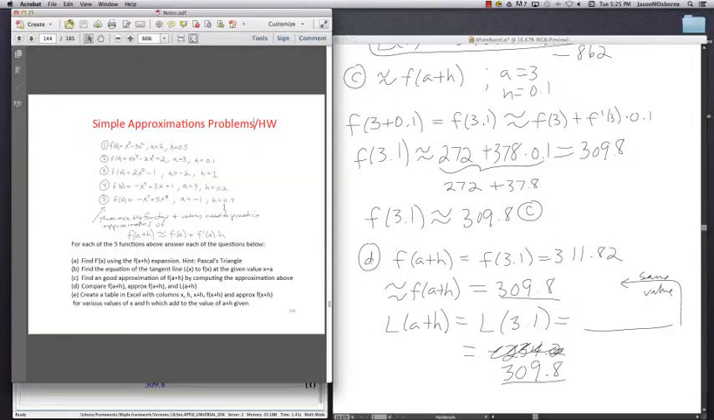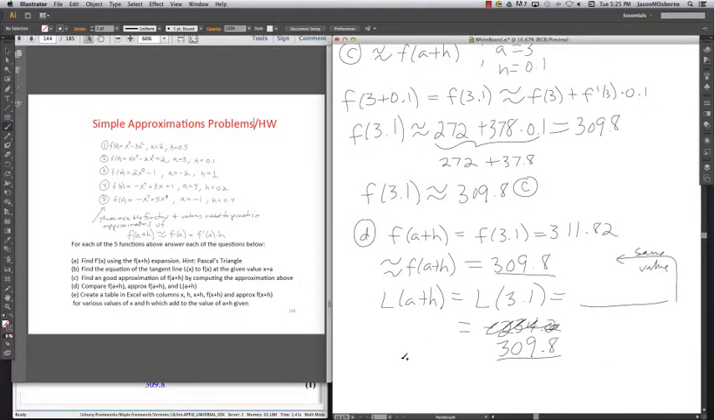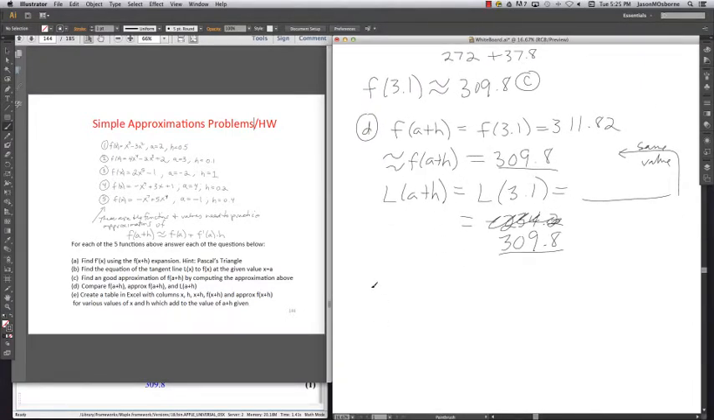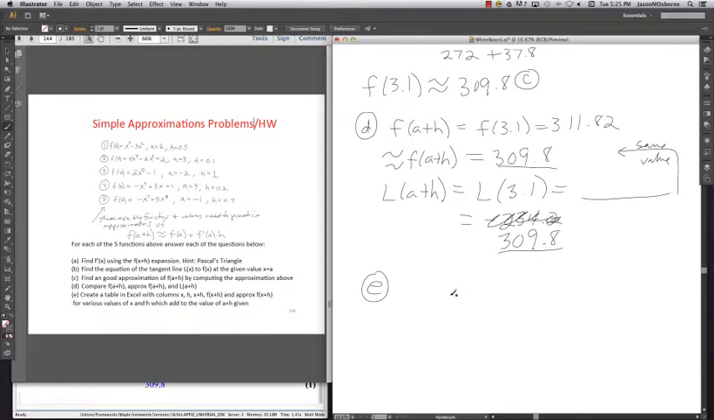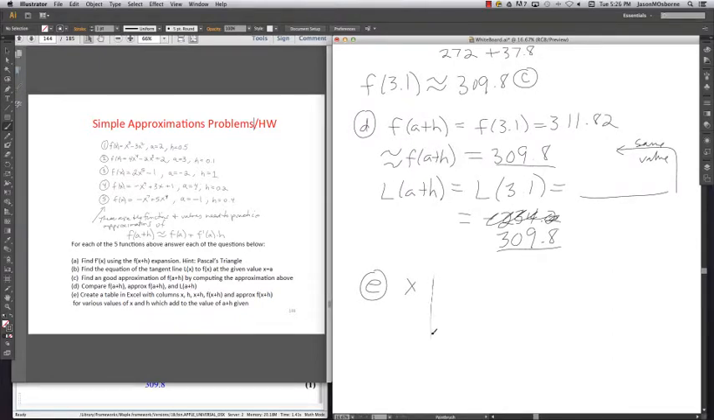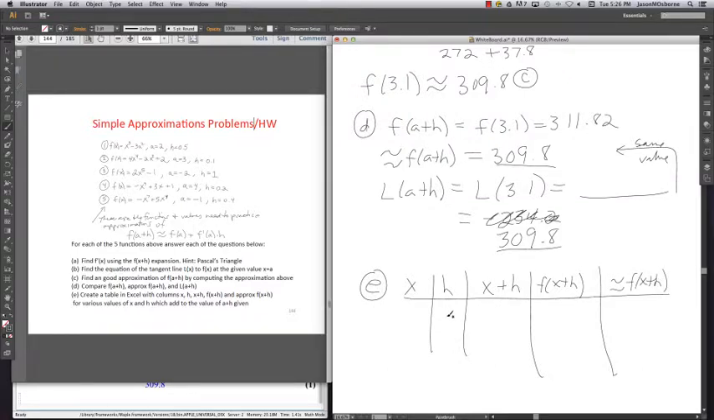Okay. So that is the part of comparing f of a plus h, approximately f of a plus h, and L of a plus h. Okay. The last step on part E was for you to create a table of values: x, h, x plus h, f of x plus h, and approximately f of x plus h. Okay. And to do this in Excel.